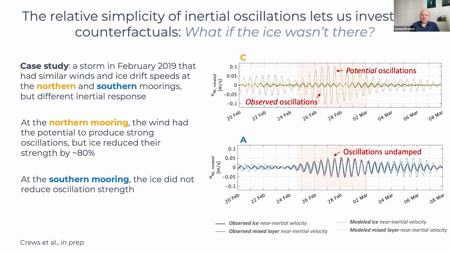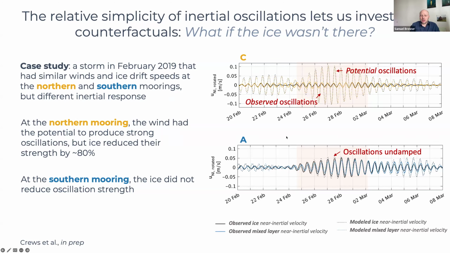So as I said, the relative simplicity of the inertial oscillations is great because it lets us investigate counterfactuals. We can ask, what if the ice wasn't there? What if the ice didn't matter? And this is really nicely demonstrated as an example in this case study that's being led by my colleague, Laura Cruz. And she's looking at a storm event that occurred during this measurement record. The storm event was in February 2019. And the wind speeds and the sea ice drift speeds across the mooring array were really similar during that event. But what we saw is that the inertial response at the different moorings was really different.